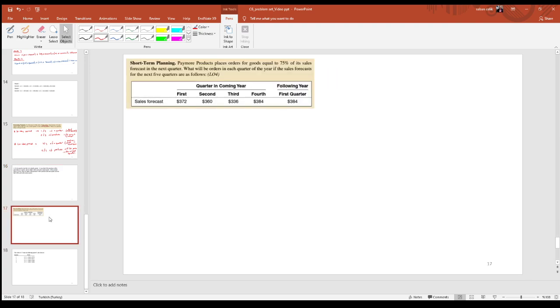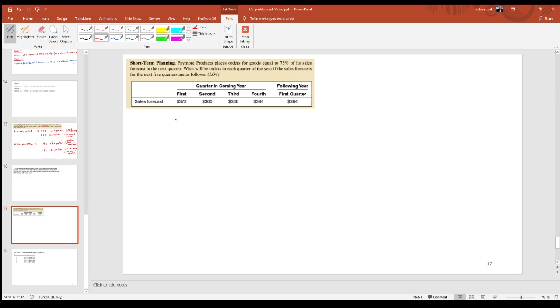The last problem here we have is short-term planning. Paymore Products places orders for goods equal to 75% of its sales forecast in the next quarter. What will be orders in each quarter of the year if sales forecasts for the next 5 quarters are as follows? So it's very easy.